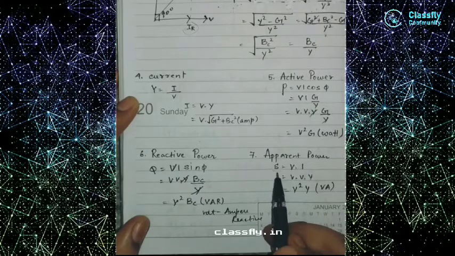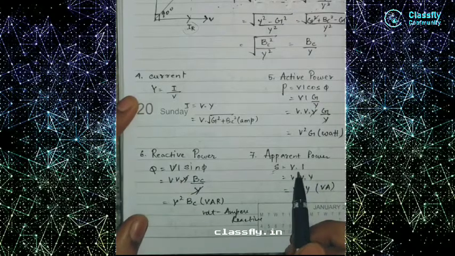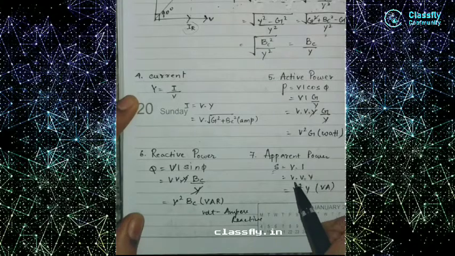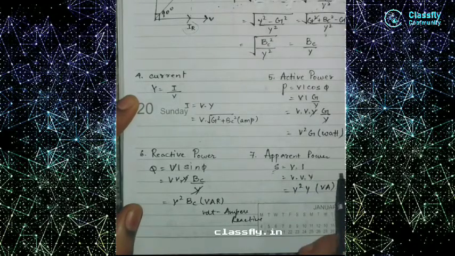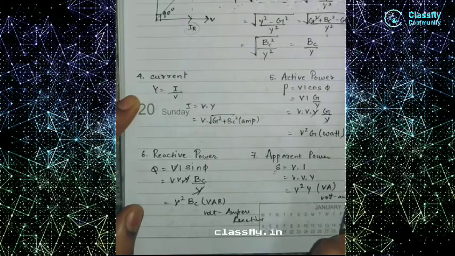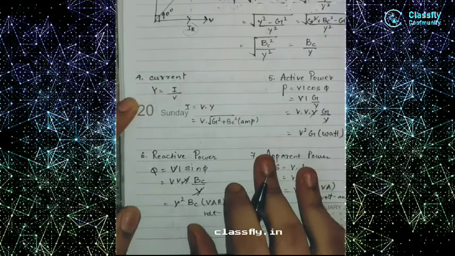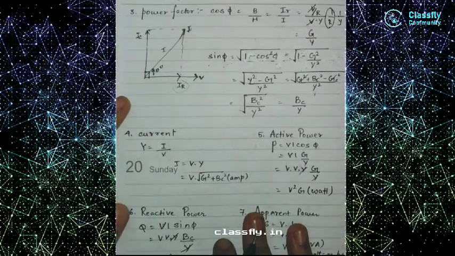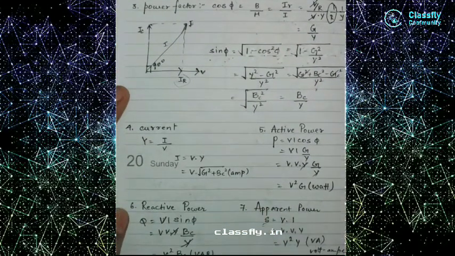Apparent power is denoted by S, and it is V dot I, and we know that I is voltage into admittance, so we get the apparent power as V square Y, and its unit is volt ampere. So we are completed with the 7 parameters for the RC parallel circuit. So today's lecture ends here.